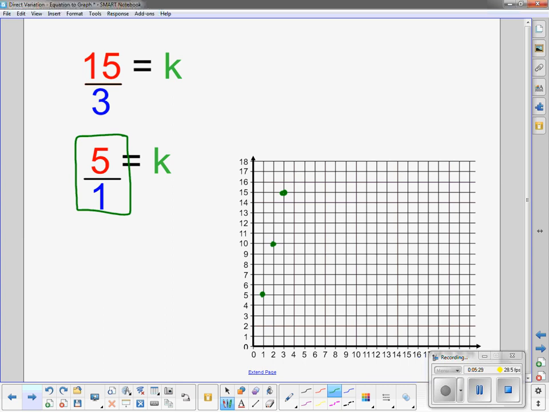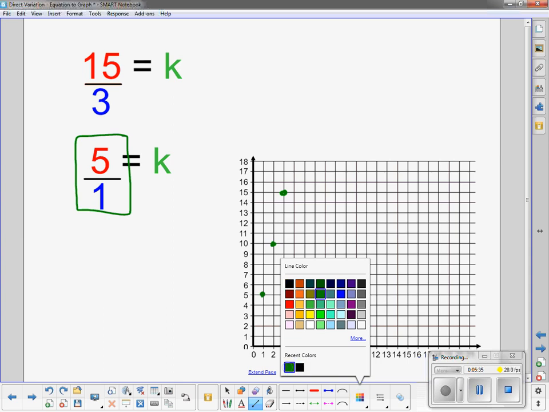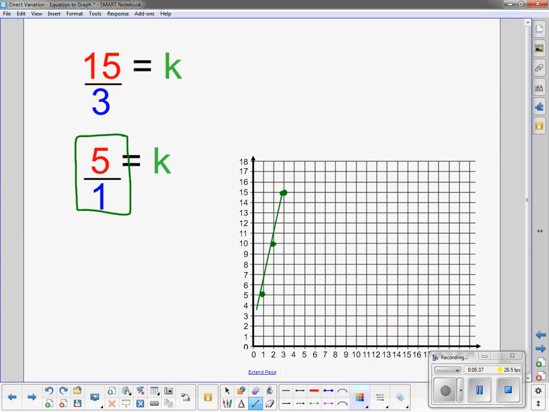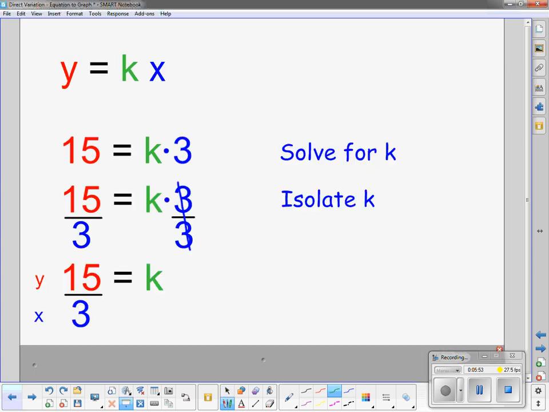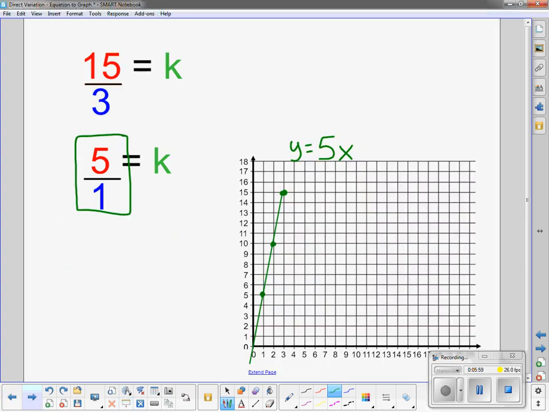Draw another straight line through all the points, and I now have the graph that represents the equation y equals 5x. And y equals 5x is the same thing as 15 equals k divided by 3. We just had to solve for k and plug it back into the direct variation equation.